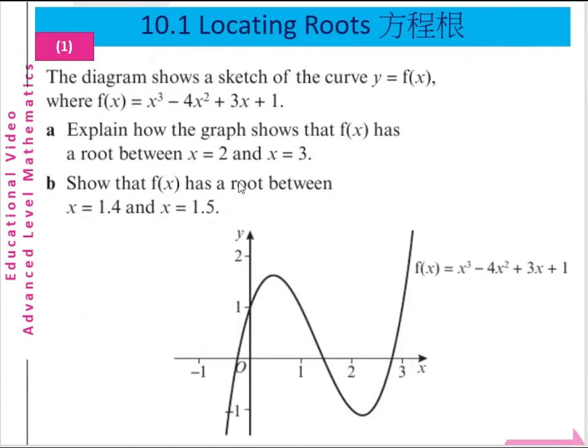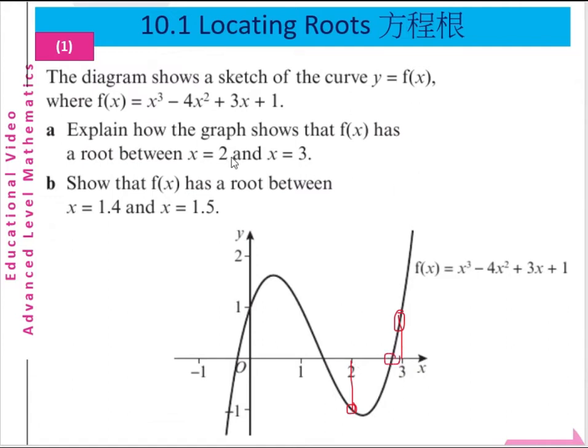Let's see an example. The diagram shows a sketch of the curve y equals f(x), and f(x) is a continuous function equal to x cubed minus 4x squared plus 3x plus 1. The graph shows that f(x) has a root between x equals 2 and x equals 3. If x equals 2, f(x) is negative, and x equals 3, f(x) is positive. So it has opposite signs and at least one root in here.